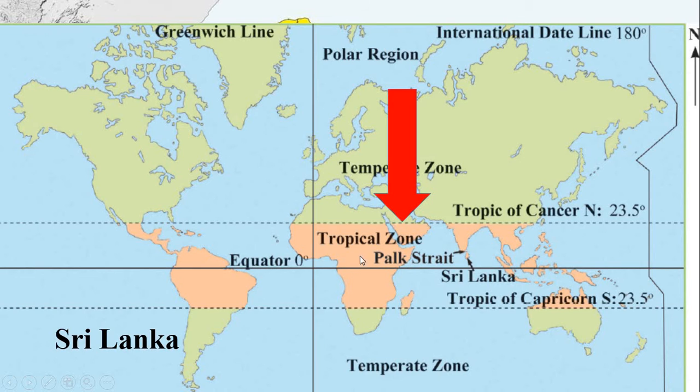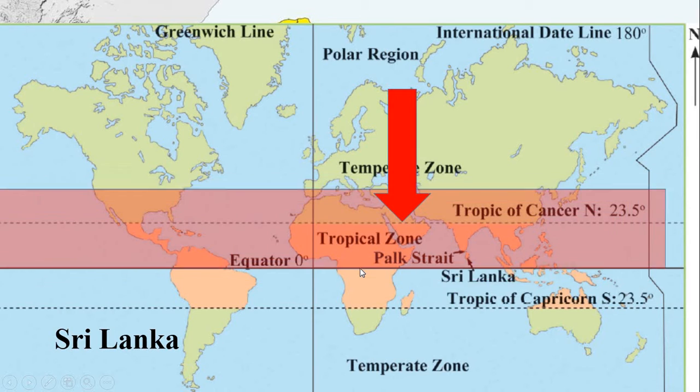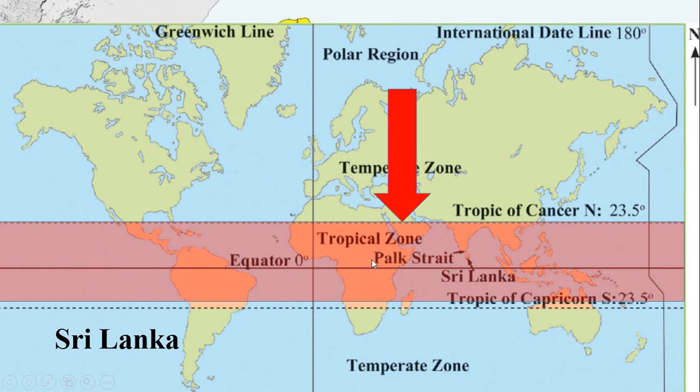Here, Sri Lanka is located in the tropical zone. Here in this map you can see the tropical zone, some part above the equator and below the equator as well, or it is between Tropic of Cancer and Tropic of Capricorn. Right, and here I have highlighted that zone and it is the tropical zone. So if somebody asks you a question, what is the climatic zone that Sri Lanka is located in the world, you can simply answer that question. Sri Lanka is located in the tropical zone.